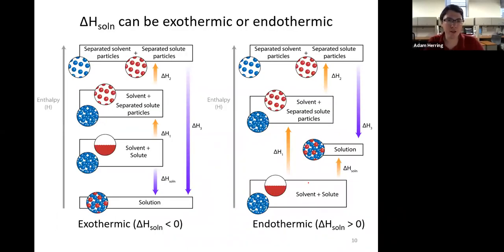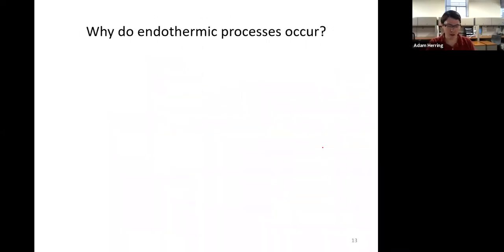Another important aspect of this dissolution process is that it can either be endothermic or exothermic, depending on the amount of energy that is given off when the solute and the solvent combine together. If the energy given off is greater than the sum of the energy that's put in to break the intermolecular forces, then it's an exothermic reaction. However, if the enthalpy given off during the third step is smaller than the sum of the two steps, then it's an endothermic reaction. Let's talk about why endothermic processes might occur.